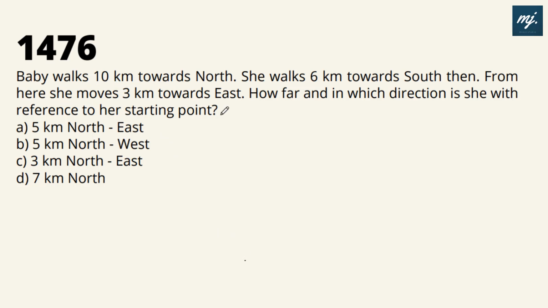Baby walks 10 km towards north. Let Baby start from origin O and walk 10 km towards north. We know north, south, and this is west, and this direction is east from the origin. So this is 10 km. She walks 6 km towards south, then again walks 6 km towards south. So this distance is 4 now. From here she moves 3 km towards east. This distance is 3 km, because east is towards my right.